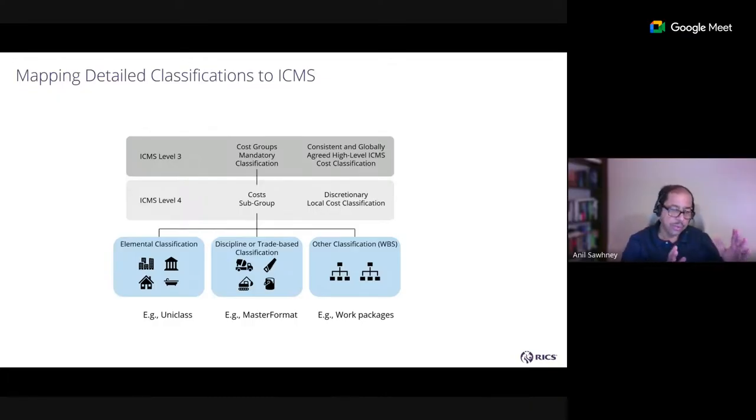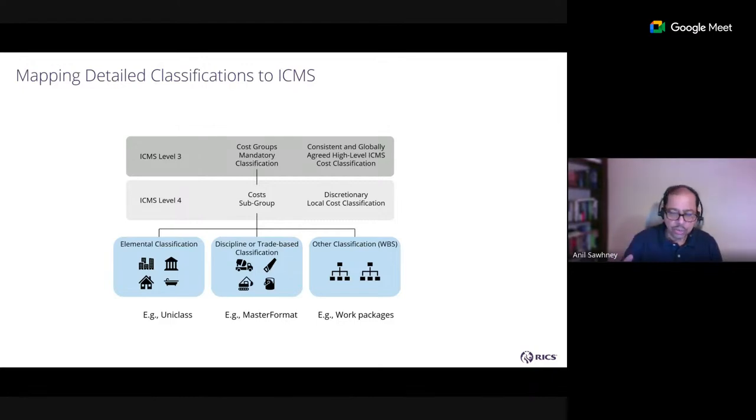categories. In the UK, you will have elemental classification systems. So you'll have your beams, columns, and so on. In the US, Canada, and other parts of the world, the classification is trade-based. So concreting contractor or concreting trade, brickwork trade, and so on. It is not elemental. We got to make ICMS such that in any of these different types of classification systems, ICMS can be mapped.